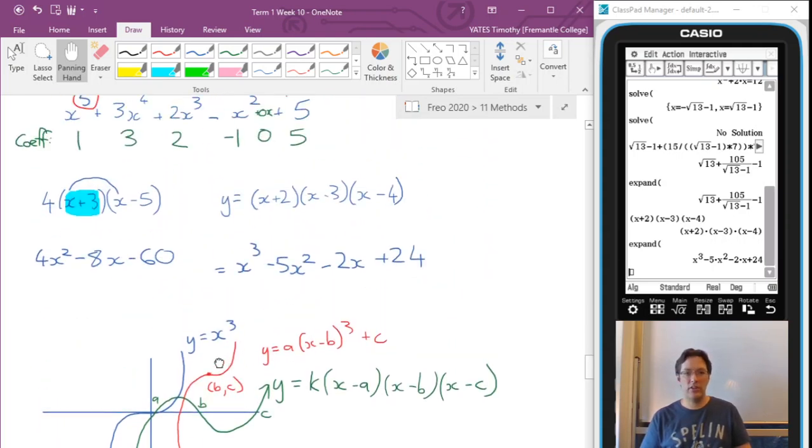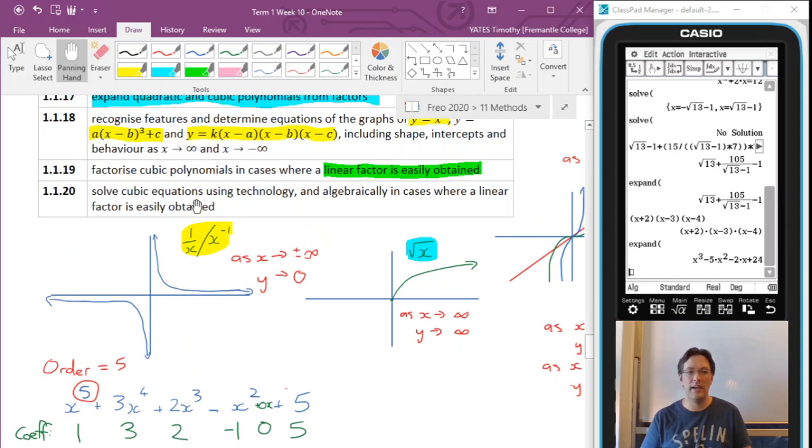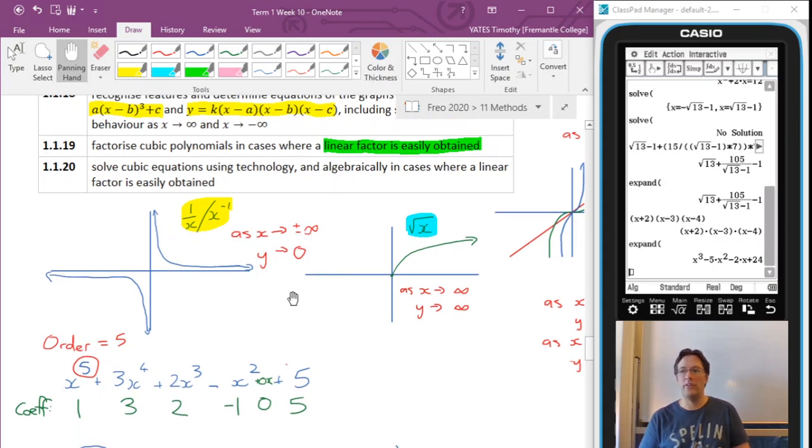Now, this is a bit of a tricky concept, but it's a good one to practice. It's in a whole bunch of different exam questions, so that's definitely a good one to have a bit of practice on, because I can almost guarantee that it'll be in an exam.